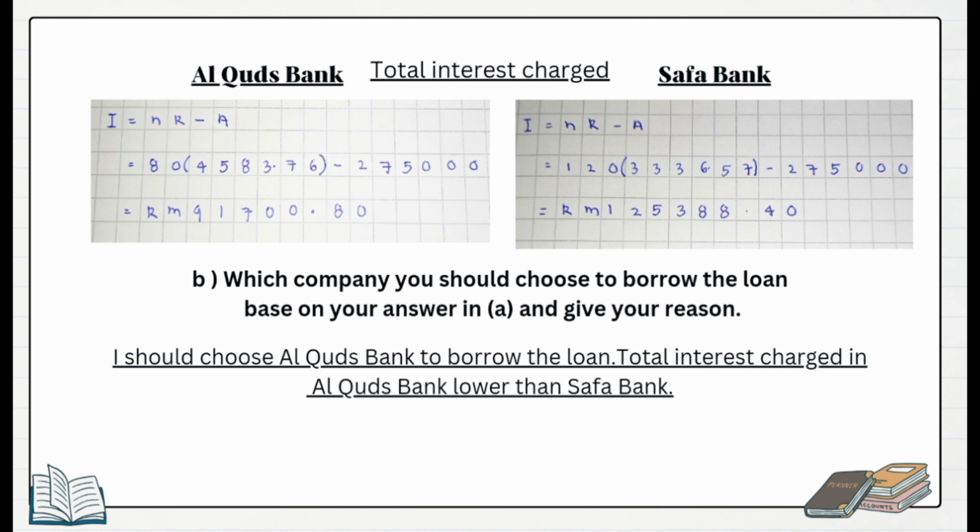So question B is, which company you should choose to borrow the loan based on your answer in A and give your reason. So my answer is I should choose Al-Quds Bank to borrow the loan. Total interest charge in Al-Quds Bank is lower than Safa Bank.